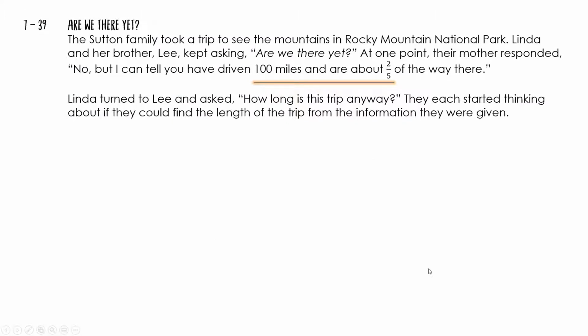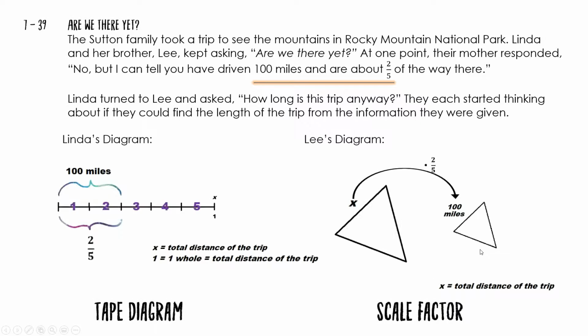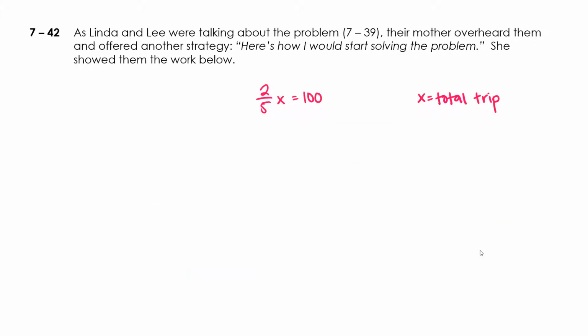All right, so just a quick refresher. Remember, we were talking about the Sutton family taking a road trip to the Rocky Mountains. They kept asking, are we there yet? So their mother said, no, but we have driven 100 miles and are about 2/5 of the way there. So Linda drew a tape diagram and Lee drew scale factors to help them find the total distance of the trip. That's what we did in the last lesson. So now we're going to try to solve that using algebra.